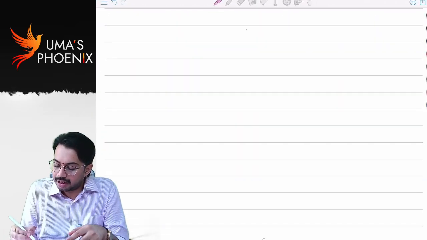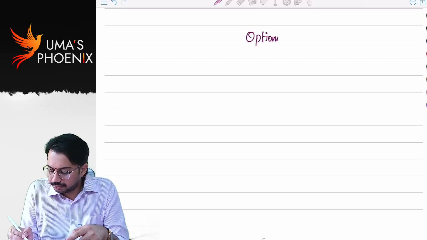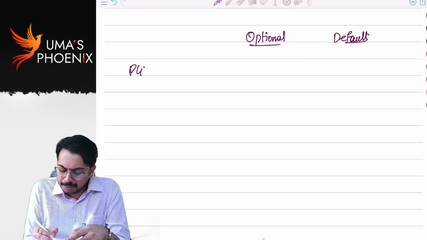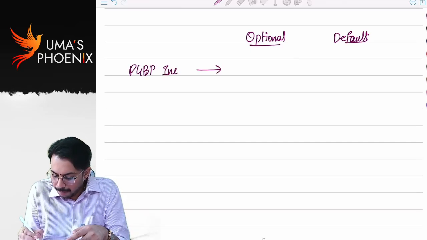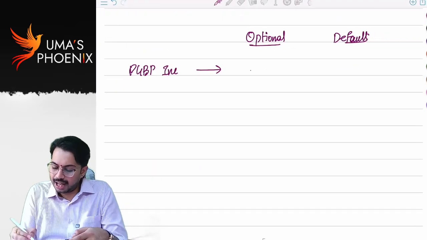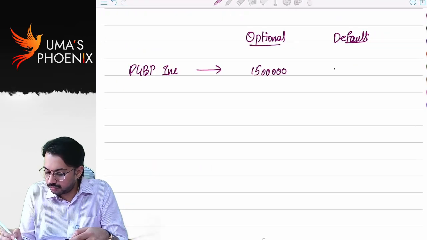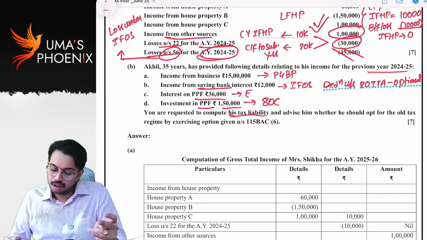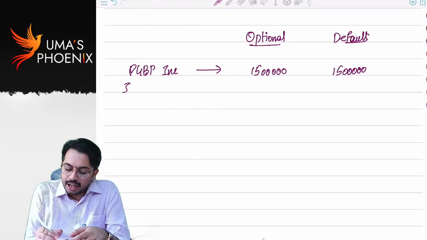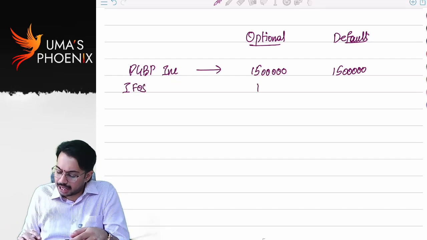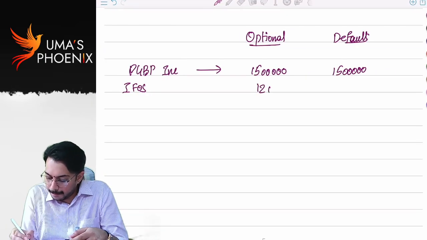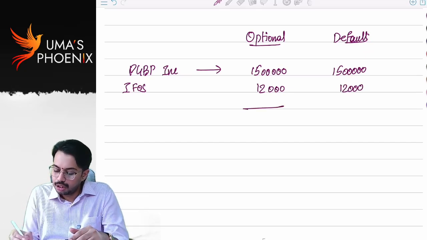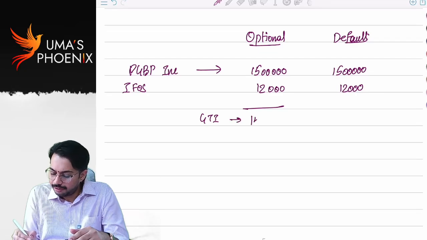So let us calculate optional tax rates, default tax rates. How much is PGBP income? PGBP income is 15 lakhs. Next, income from savings, income from other sources, interest on savings bank account, how much? 12,000. Well and good. So gross total income is 15 lakh 12,000.